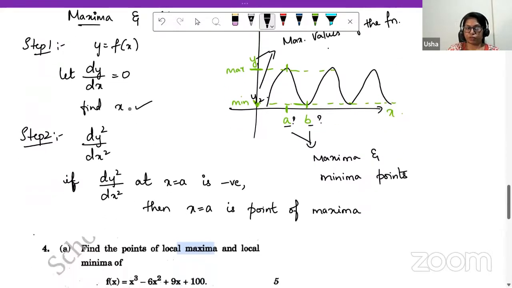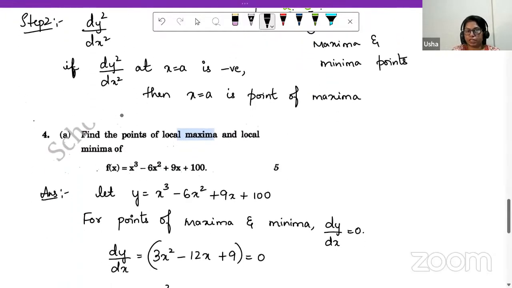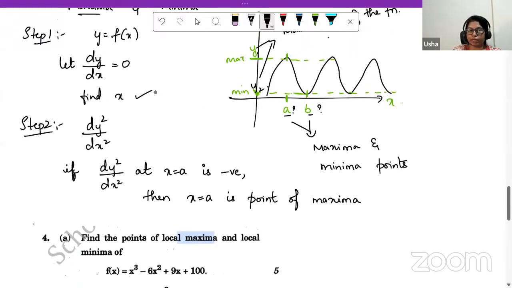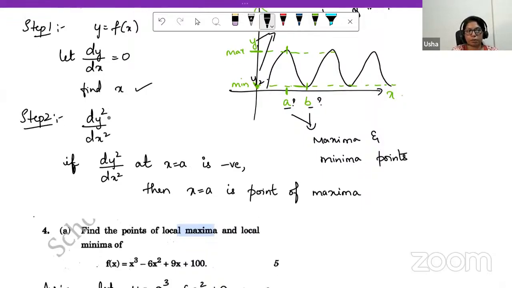The given function is f of x, and you should write it as y equals f of x. Differentiate that. If this function has points of maxima and minima, you will get some valid points for dy by dx equals 0. So find some values for x. It can be fractional values also. It need not always be integers like this. After finding x, that is step 1. These may be the points of maxima and minima.